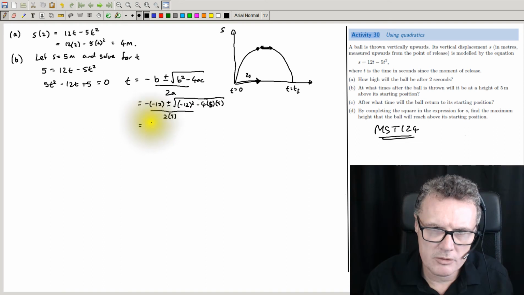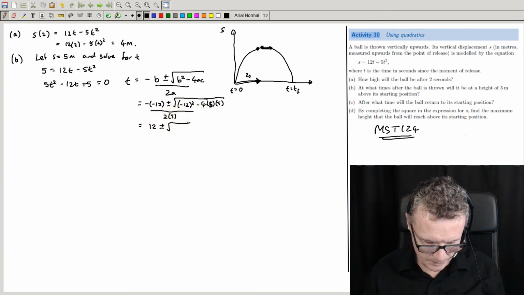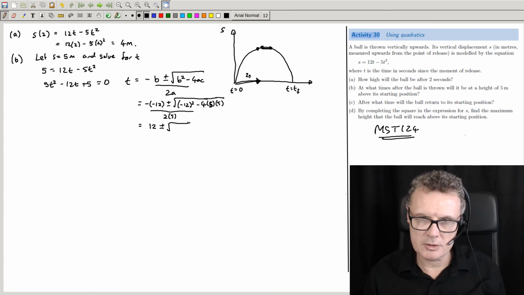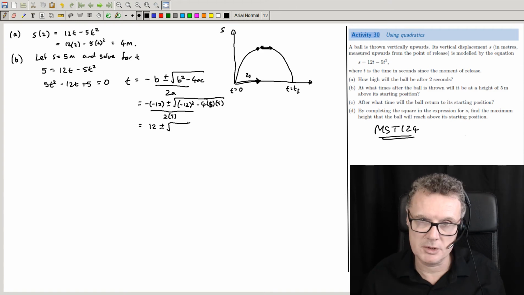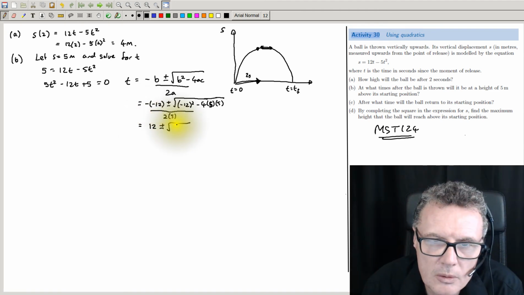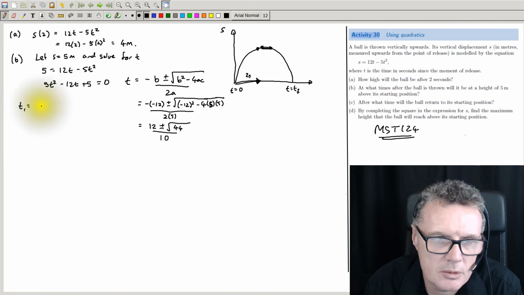So we're going to have 12 plus or minus the square root of, very important you put in bracket minus 12, close bracket squared, and not minus 12 squared. Your calculator might misinterpret that. 4 times 5 times 5 is 100, so that's 144 minus 100, which is 44, divided by 10. So t1 equals, the first one will be 12 take away root 44, divided by 10.